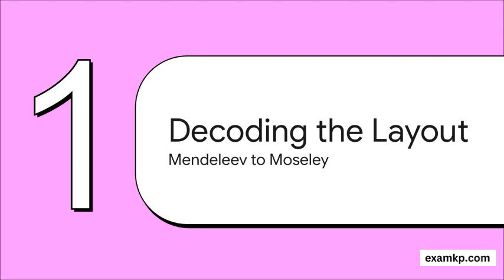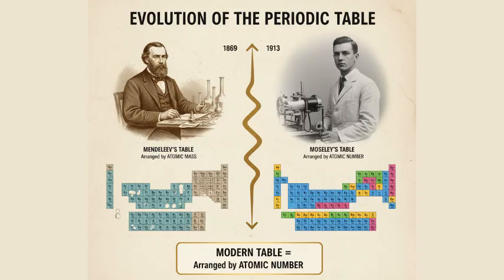All right, let's get right into it. To really use the periodic table, you first have to understand how it's organized. And that story starts with two absolute giants of science. It all kicked off way back in 1869 with Dmitri Mendeleev. Now, he started arranging elements by their atomic mass. But his real stroke of genius was leaving gaps for elements that hadn't even been discovered yet.